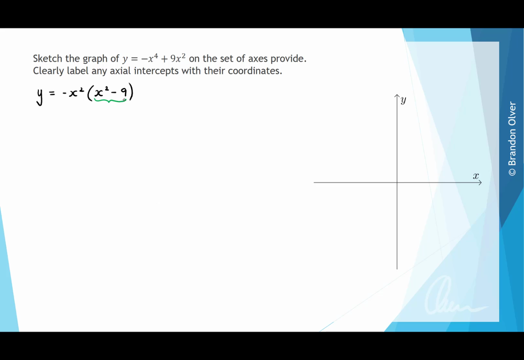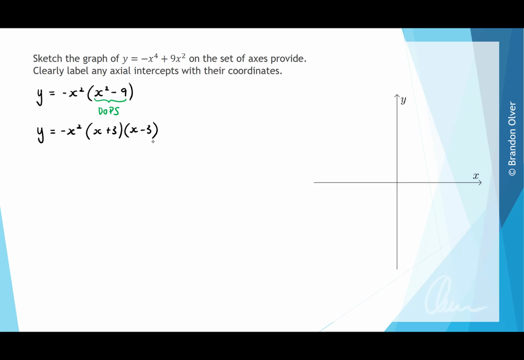We can recognise that this is a DOTS, a difference of two squares, or a difference of perfect squares. And that means we can further factorise this to be y equals negative x squared, x plus 3 and x minus 3. So that's the fully factorised form for this quartic equation.